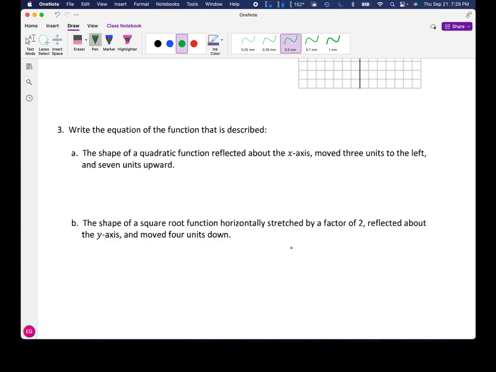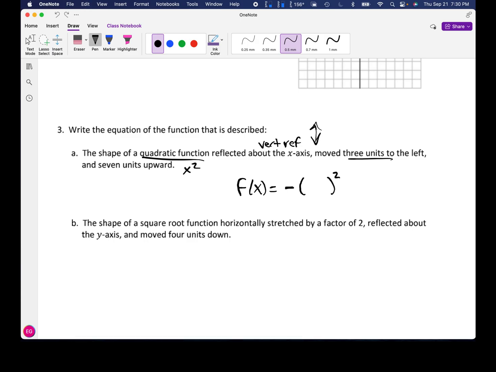We have the shape of a quadratic function. So right there, that tells us that x squared is our base thing. It's been reflected about the x-axis. So that's a vertical reflection, because when we're going across the x-axis we're going up and down. Moving 3 to the left and 7 up. So if I were to write this function, that's going to be f of x. I'm going to have a negative to take care of the vertical reflection. I'm going to do a parentheses squared. That's me saying this is a quadratic function. If it had said a square root function, I would have done something like a negative square root.